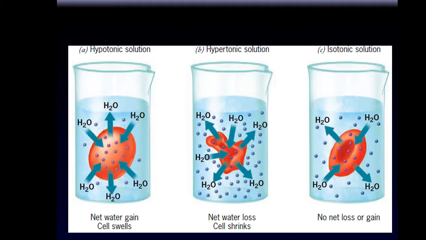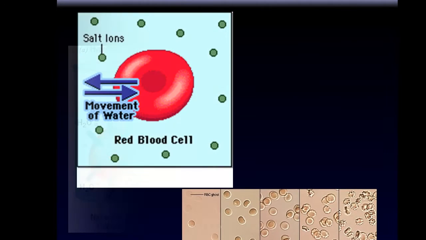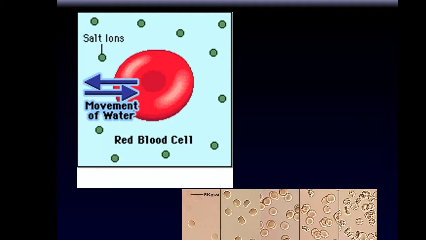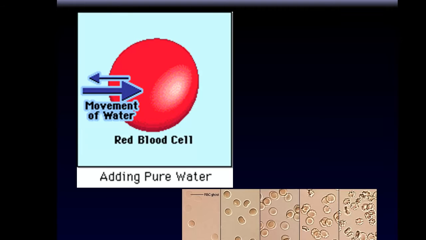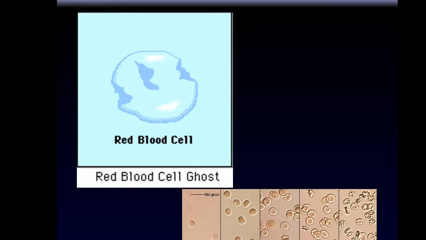So here is another representation of the same thing. A red cell in a hypotonic solution, a red cell in a hypertonic solution being sucked out, right? And an isotonic solution where everybody is happy. So as I said, this does happen. Here are red cells shrinking. Bursting.